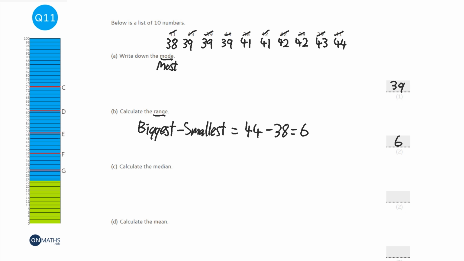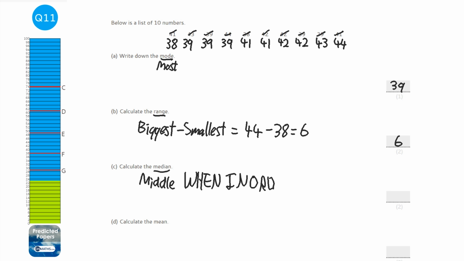Okay, so the median. Now the median is the one that you've got to find, the middle one, so it's the middle when in order. And I put that in capitals because most people forget that one who get this question wrong. You have to put them in order of size first, okay? And what you do is you cross out one from both sides, then another one from both sides, then another one from both sides, then another, until you're left with 1 or 2 in the middle.